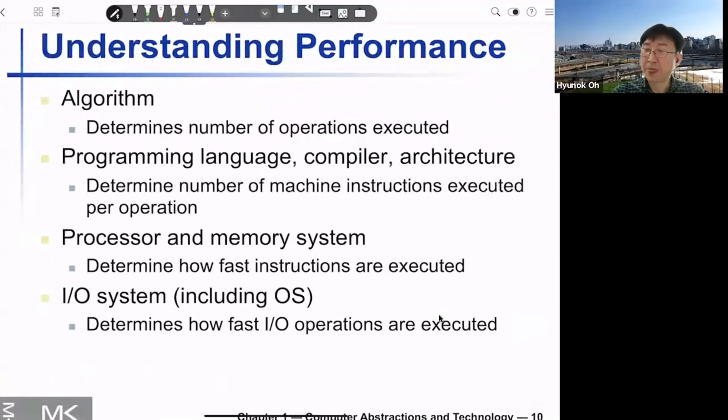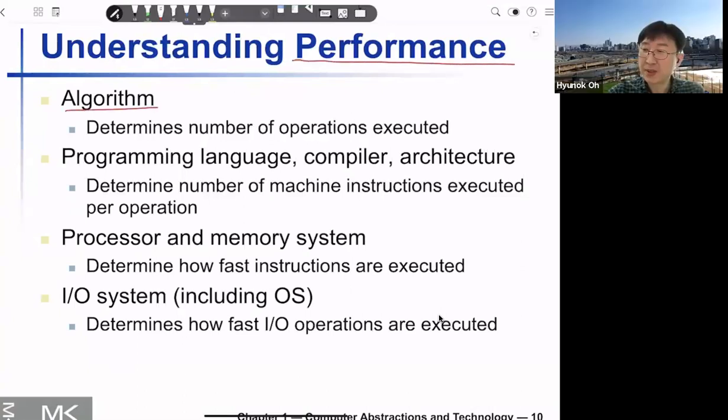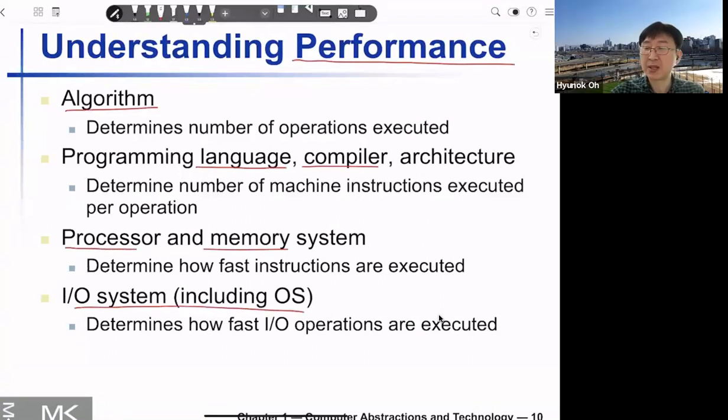Okay, so in order to understand the performance, we have to know about the algorithm, language, compiler, processor, memory, and I/O systems. But here we are just focusing on the processor part, and memory and I/O systems will be covered in the 4th semester. And for programming language, we just look at the C language only. Okay. C language, very simple C language.